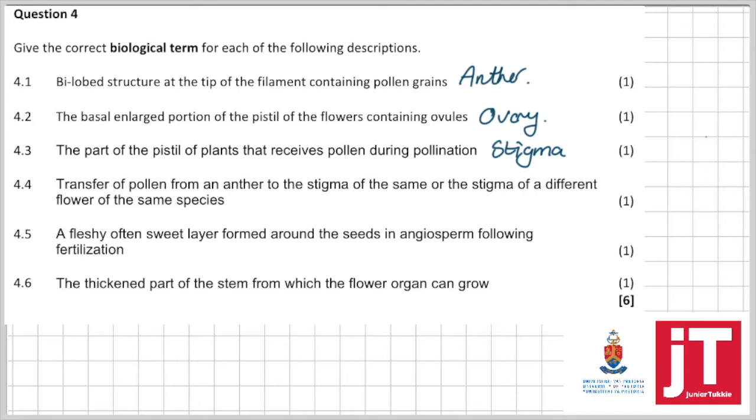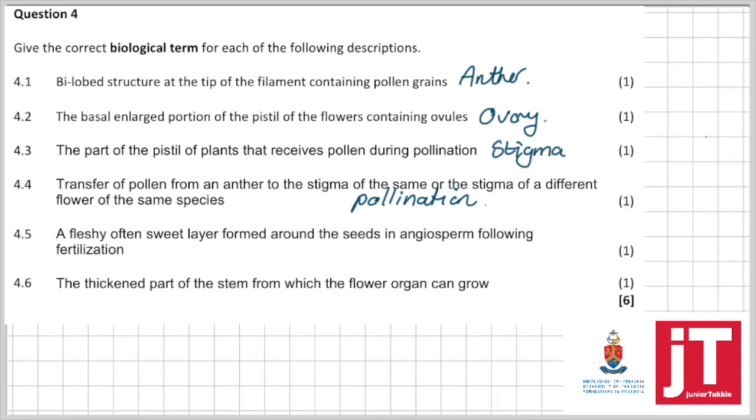Transfer of pollen from an anther to a stigma of the same or the stigma of a different flower of the same species. Here we have pollination. This can either be through wind or insect, it doesn't matter. We're talking about the transfer of pollen. So therefore, pollination. We work with that word in the general context in the answering of this question.